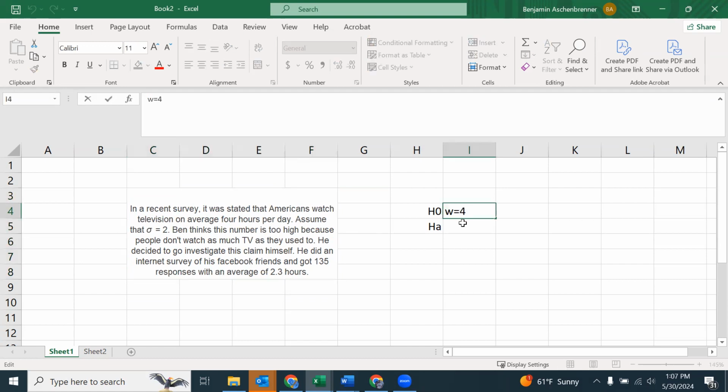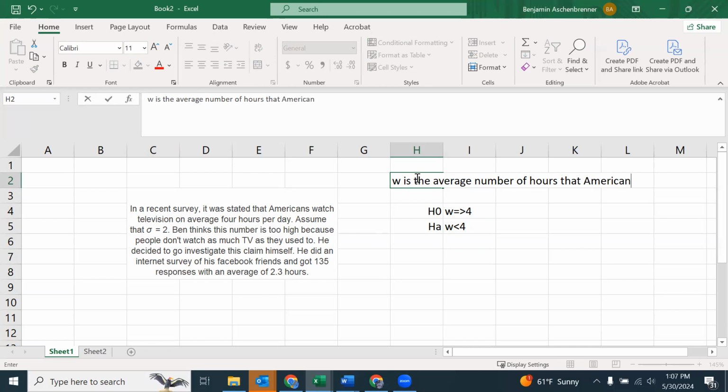So I would probably change this to be equal to or greater than 4, with the alternate hypothesis that the amount of television that people watch is less than 4. I'll just make W clear up here. W is the average number of hours that Americans watch TV per day. Okay.